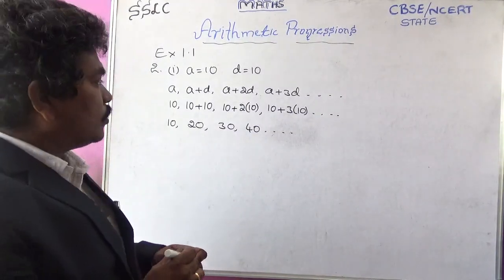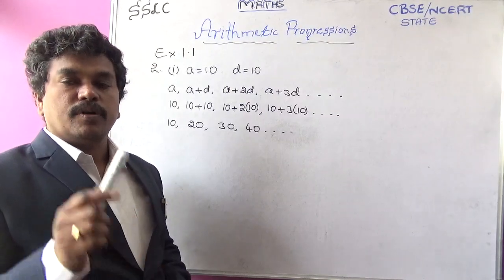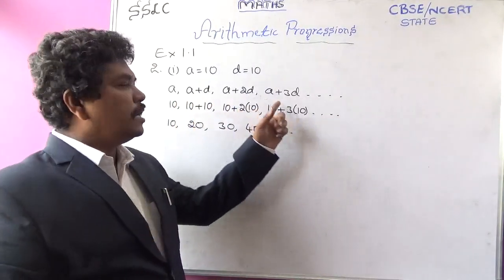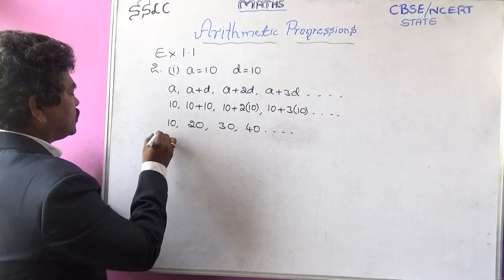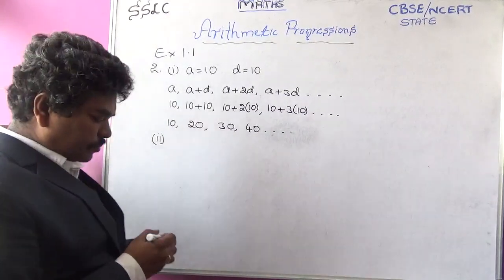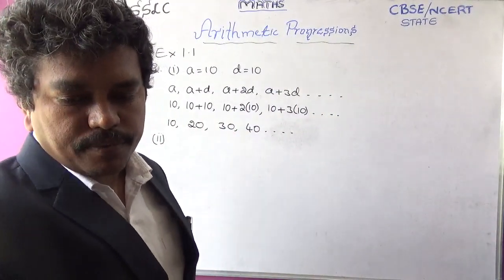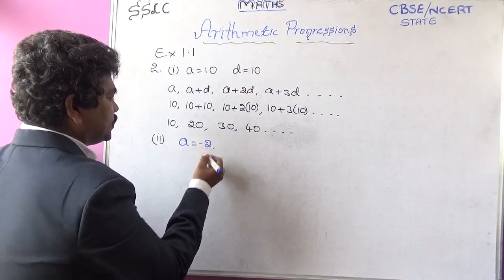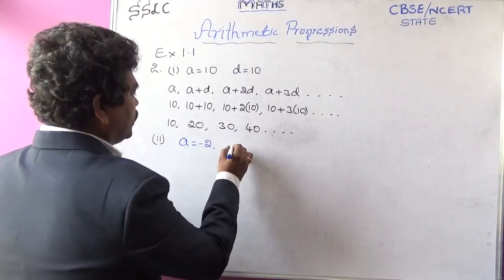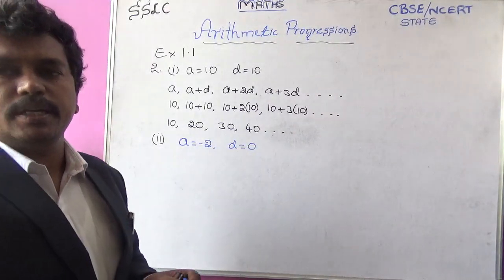So this is the arithmetic progression we have to write. When we know the values of A and D, we write the arithmetic progression like this, and for that we have to know the general formula of arithmetic progressions. Then students, come to the second problem. In the second problem, they given A is equal to -2 and D is equal to 0.